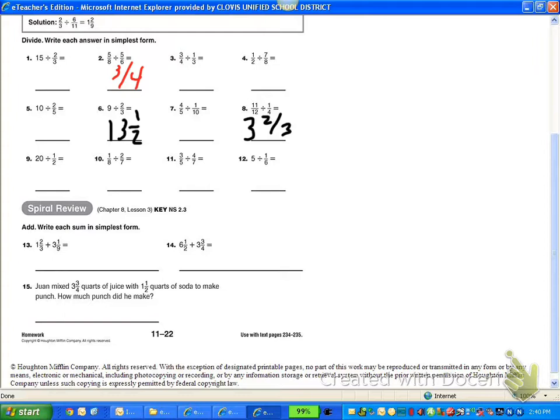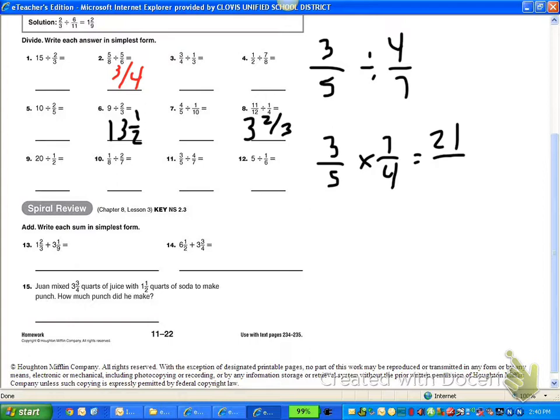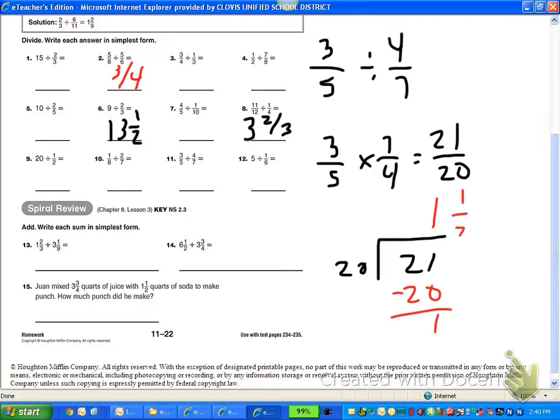Number 11, 3/5 divided by 4/7. Keep, flip, change. 21 over 20. Improper, so I've got to change it to a mixed number. 20 goes into 21 one time. And my answer is 1 and 1/20. So hopefully this helps, and we'll see you on lesson 4.